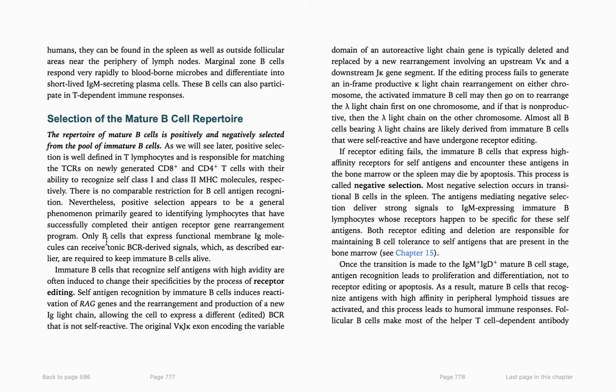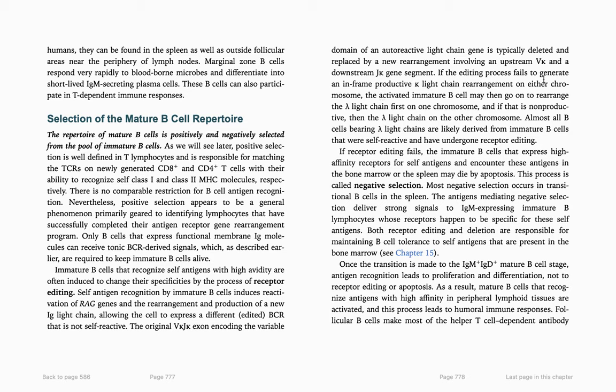receptor gene rearrangement programs. Only B cells that express functional membrane Ig molecules can receive tonic B cell receptor derived signals, which are described earlier as required to keep immature B cells alive. Immature B cells that recognize self antigen with high avidity are often induced to change their specificity by the process of receptor editing. Self antigen recognition by immature B cells induces reactivation of RAG genes and rearrangement and production of a new Ig light chain, allowing the cell to express a different B cell receptor that is not self reactive. The original V-kappa and J-kappa exons encoding the variable domain of the autoreactive light chain gene are typically deleted and replaced by new rearrangement involving V-kappa upstream and J-kappa downstream gene segments.